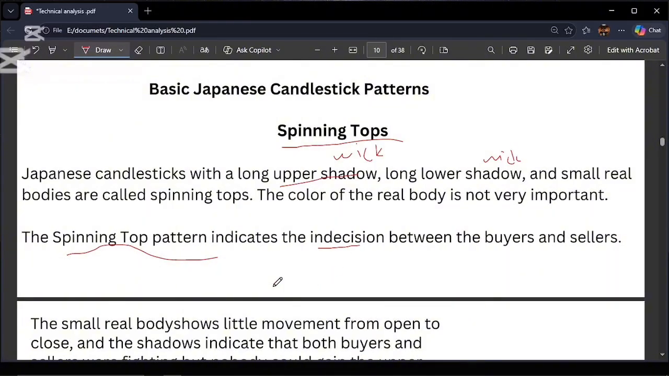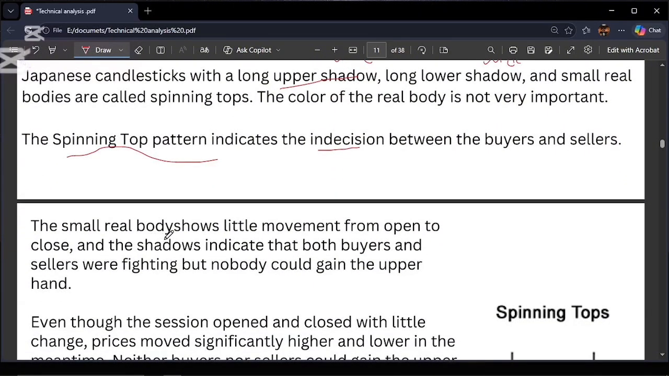The real body shows little movement from the open and close of the market, and this also indicates that both buyers and sellers were fighting it out, but nobody could gain the upper hand. No one won, because we all know the market must be going up or down. When it's going up, these are buyers. When it's going down, these are sellers. So when these candlesticks come up, the market will be sideways, going neither up nor down.